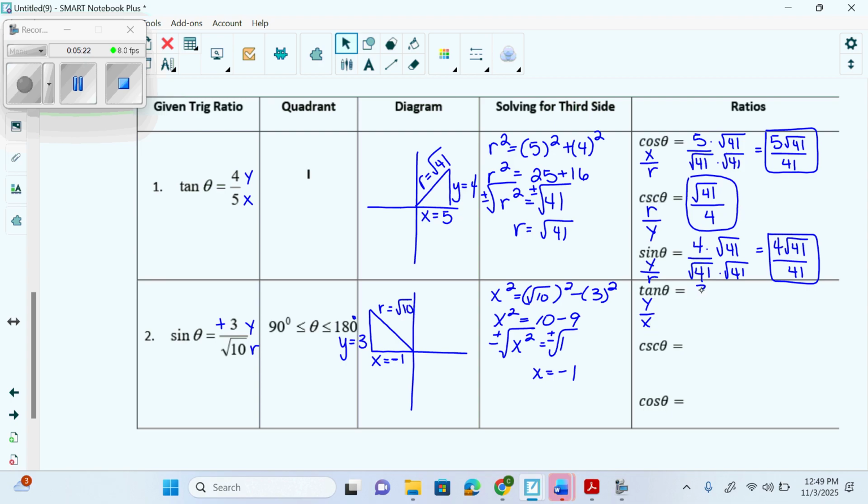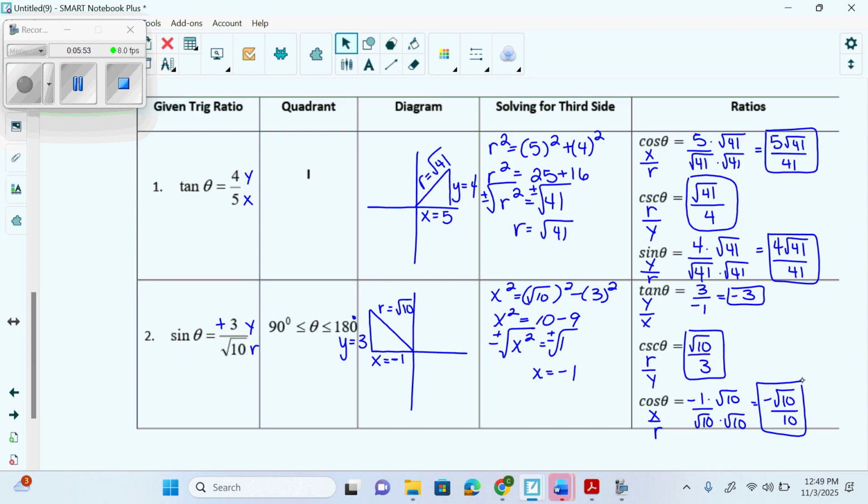So we get 3 over negative 1, which isn't wrong, but they'll often write it as negative 3. Cosecant goes with sine. Sine is sign your resume, so this is resume your. R is root 10, and Y is 3. And then cos is cook extra rice, so I'm going to get negative 1 over root 10. Then I have to rationalize my denominator, which means get rid of the radical. And so I get negative root 10 over 10.